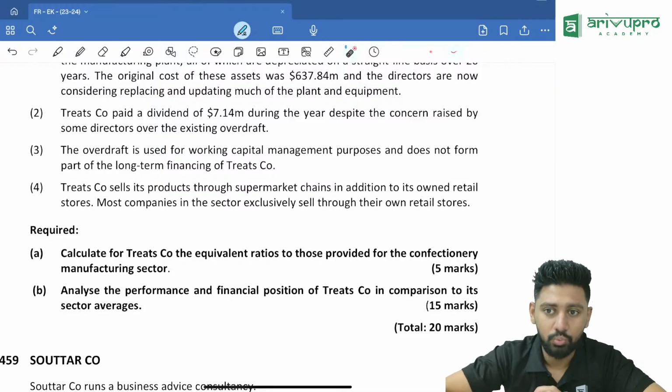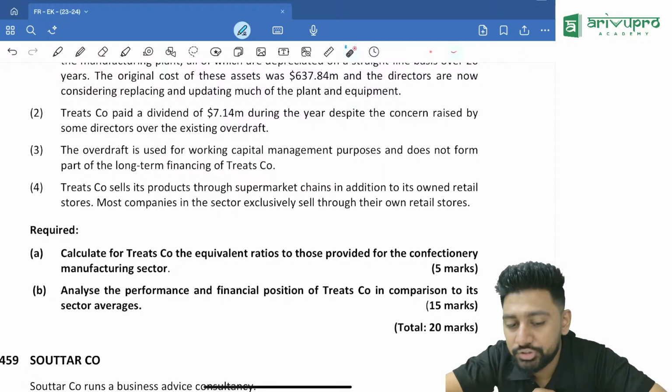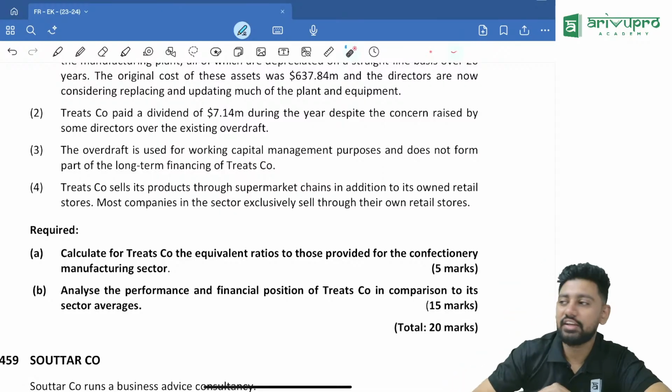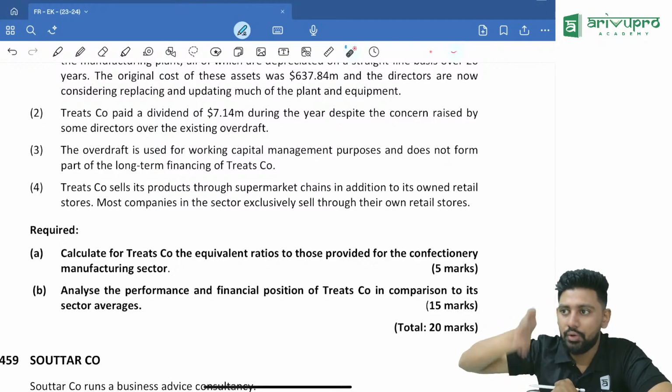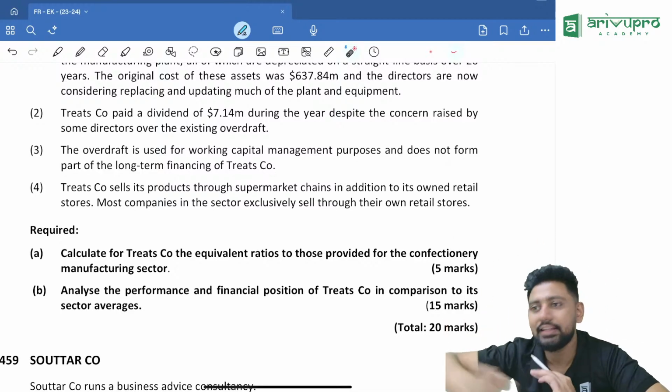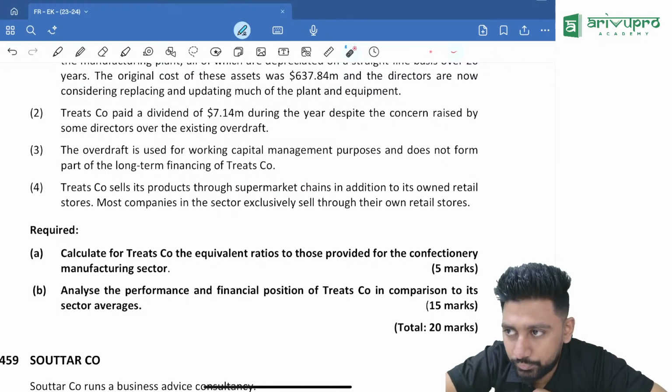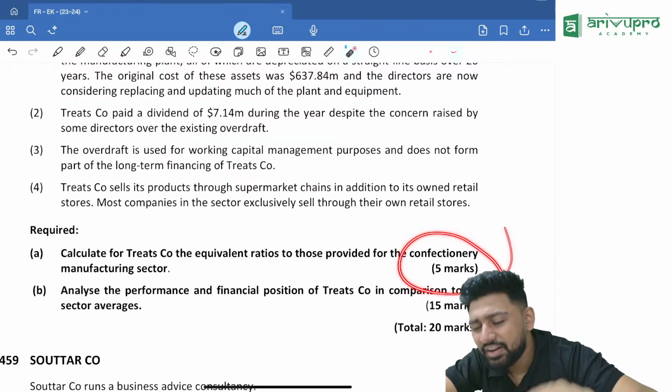Calculate for Treats Co the equivalent ratios to those provided for the confectionery manufacturing sector. So they have given us the sector ratios. We are going to calculate for Treats Co the equivalent ratios. That gives me only 5 marks, my dear, in the exam.